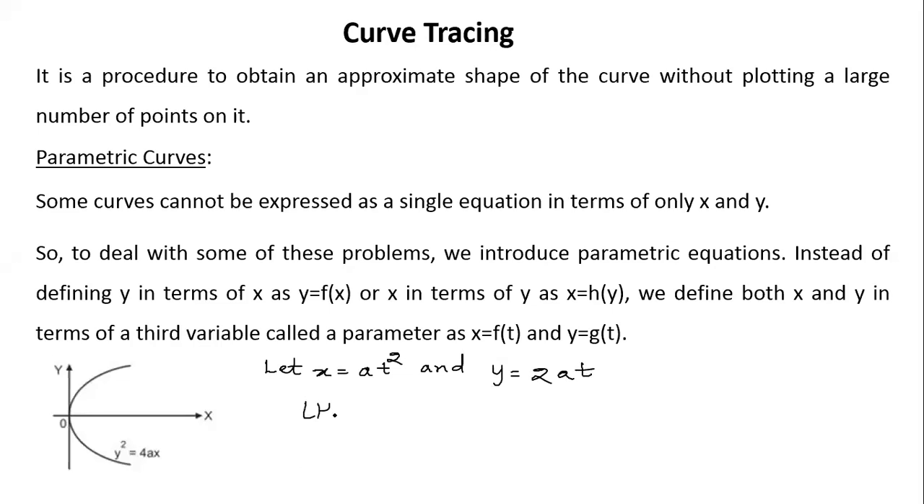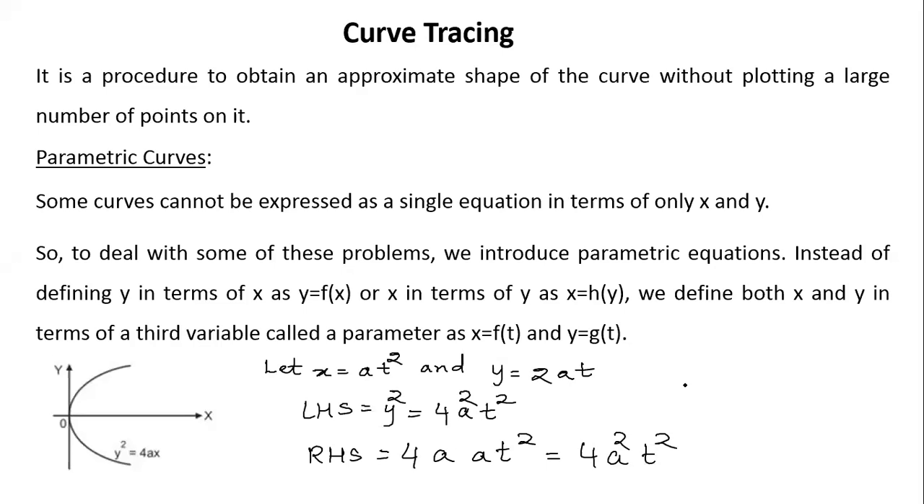So left hand side is y square. Y square is nothing but 4a square t square, and RHS is going to be equal to 4 into a into x. X is a into t square, and that is equal to 4a square t square. Thus, for the given Cartesian equation y square is equal to 4ax, we have successfully written the corresponding parametric equations as x equal to a into t square and y is equal to 2 into a into t.